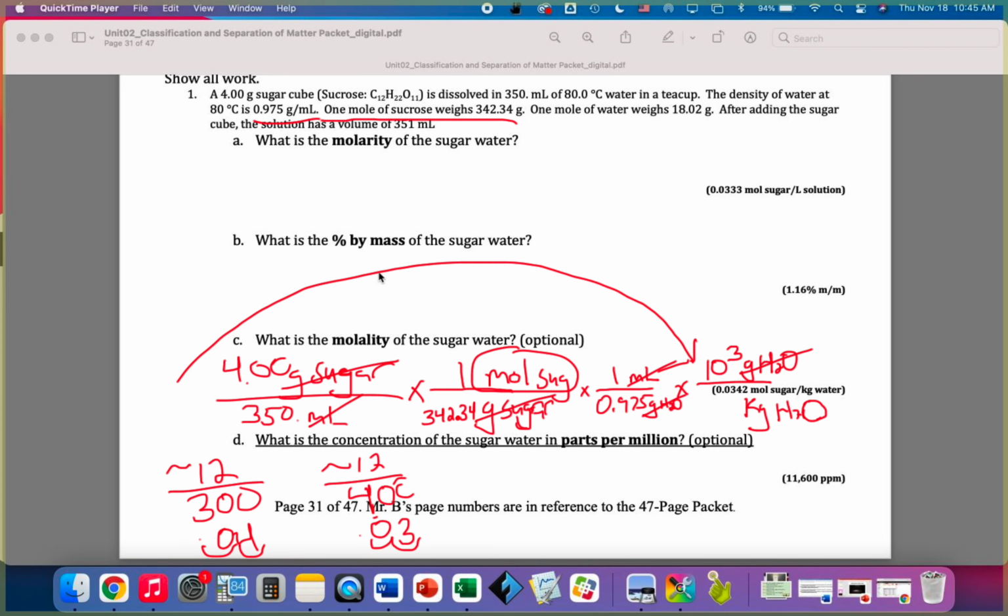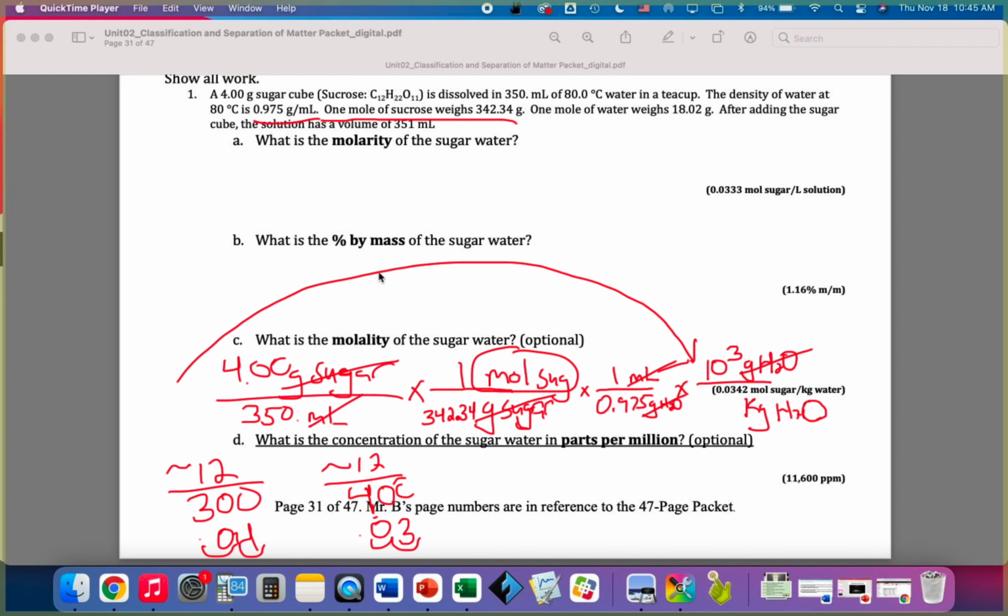But let's chuck it in the calculator, see what we get. So we're going to take 4 on top, divided by 350, divided by 342.34. We don't have to multiply by ones on top. We'll also divide by 0.975 on the bottom and multiply by 10 to the third, which is 1,000. And sure enough, when I do this problem, I get 0.034239679. Significant? I don't think so.